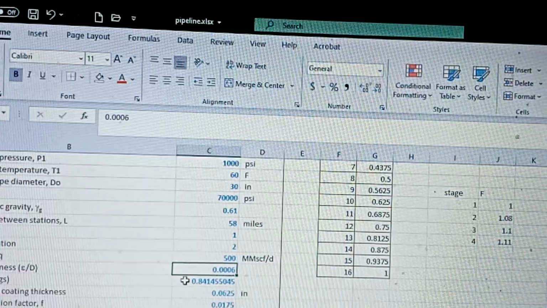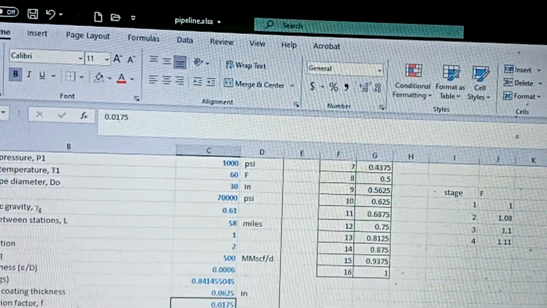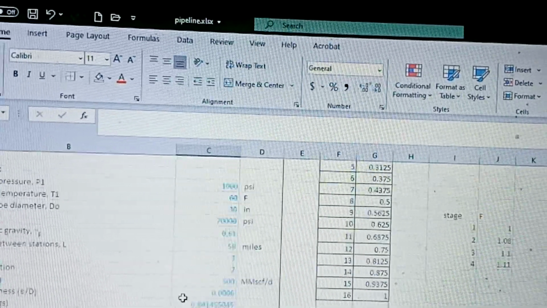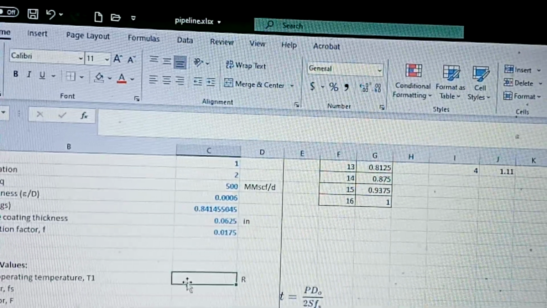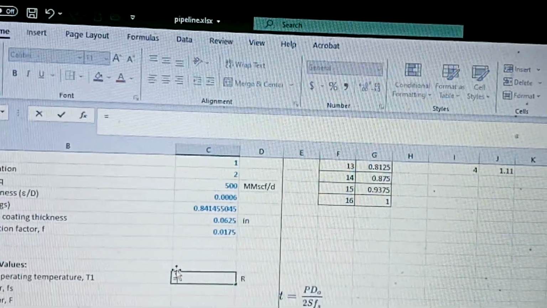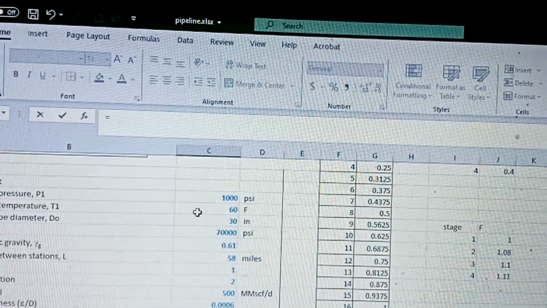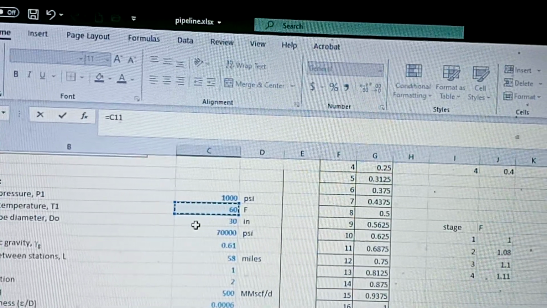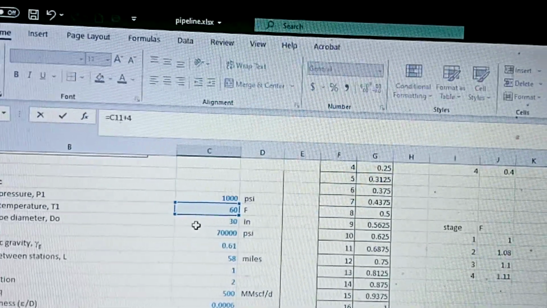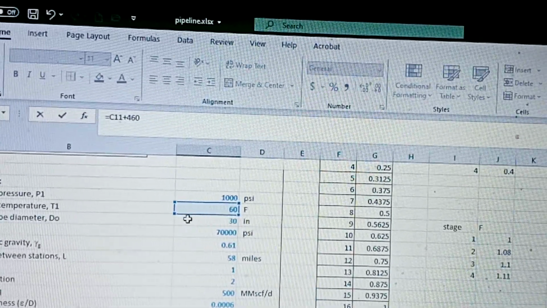So I got that. So now let's go to the calculation. Always start with the temperature. So that's going to be in Rankine equals temperature plus 460. Okay.